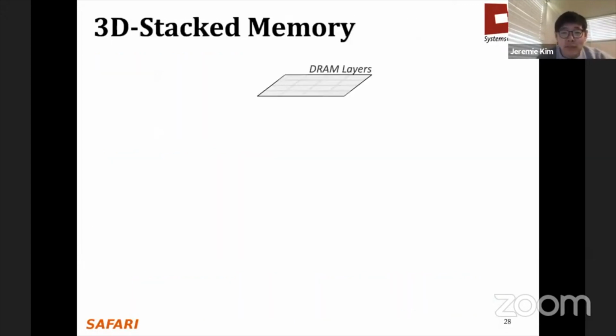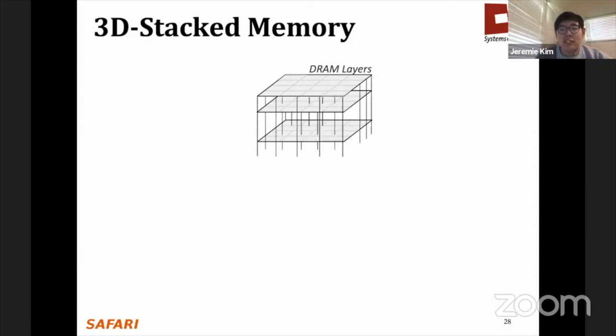So 3D stacked memory is basically a bunch of DRAM layers that are stacked on top of each other. And they're connected with TSVs, which are just vertical connections that allow high bandwidth between layers. We also have a logic layer, which enables you to move DRAM data at high bandwidth to the logic layer, perform very simple calculations there, and then put them back into DRAM, depending on whatever is implemented in the logic layer.